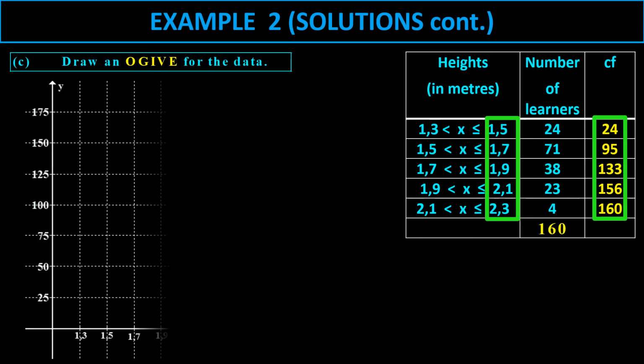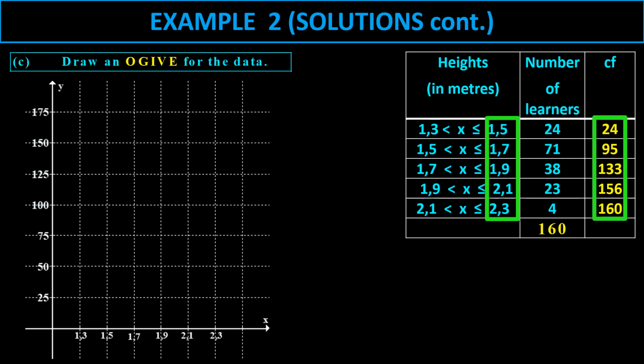So let's just get my grid. So there I've got 1,3, 1,5, 1,7, 1,9, 2,1, 2,3. And the 160, so I must make provision to go up to, at least we count in 25s, so I can make provision for the 160. And now if we plot those points, there's my height in meters and cumulative frequency. We plot the points, right?